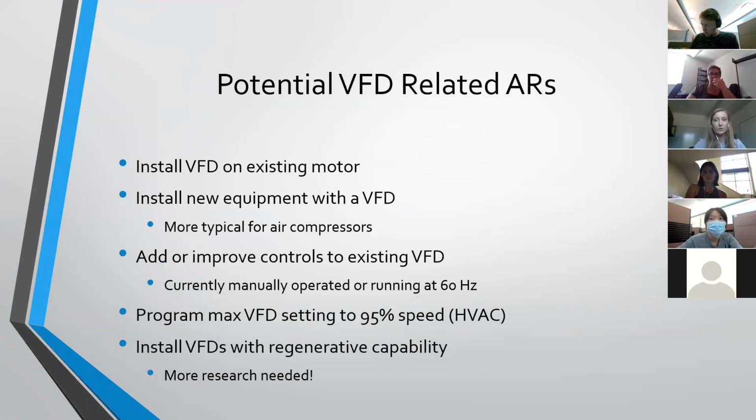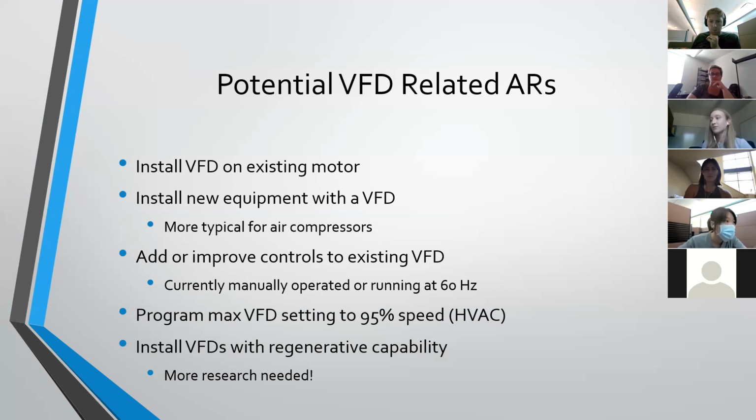So that brings us into when you're actually looking at equipment that either doesn't have a VFD or already has a VFD, what are the assessment recommendations that you're actually considering? The obvious one is just installing a VFD on an existing motor. The motor doesn't have a VFD, it's a fixed speed motor, and you've considered all the things we just talked about and it seems like a good candidate. So that's your recommendation. Another one is that you can just install new equipment that comes with a VFD. This is more common on an air compressor where it's a whole package deal.